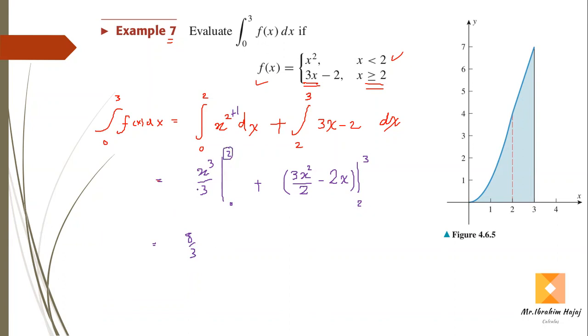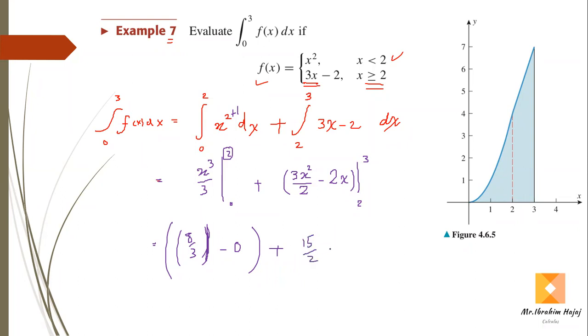Okay, so this is the first part in all, 8 over 3 minus 0. Plus the second part: when we evaluate at 3, it's 9 times 3, 27 over 2, minus 6, which gives 15 over 2.